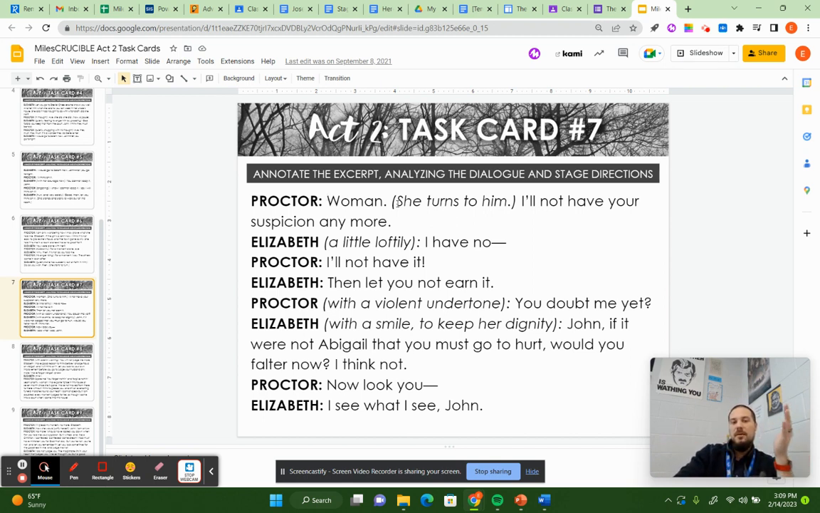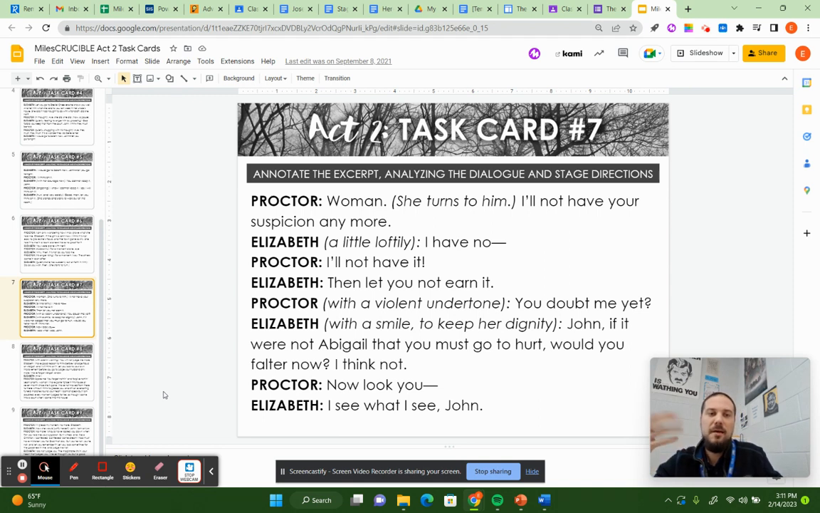Proctor says, "Woman." She turns to him. "I'll not have your suspicion anymore." Elizabeth, a little loftily, "I have no." Proctor says, "I'll not have it." Elizabeth then says, "Then let you not earn it." And let you not earn it. Proctor with a violent undertone, "You doubt me yet." Elizabeth with a smile to keep her dignity, "John, if it were not Abigail that you must go to hurt, would you falter now? I think not." Proctor, "Now look you, I see what I see, John." And so that's the little snippet of dialogue here.